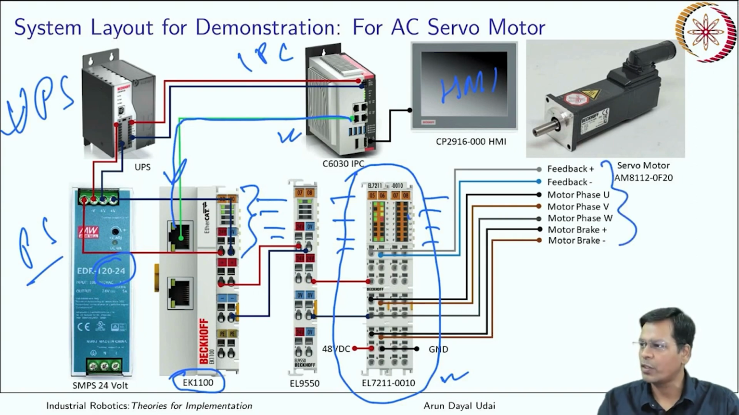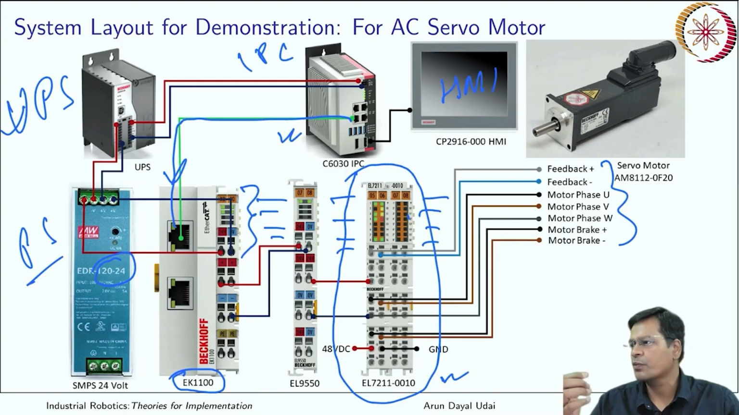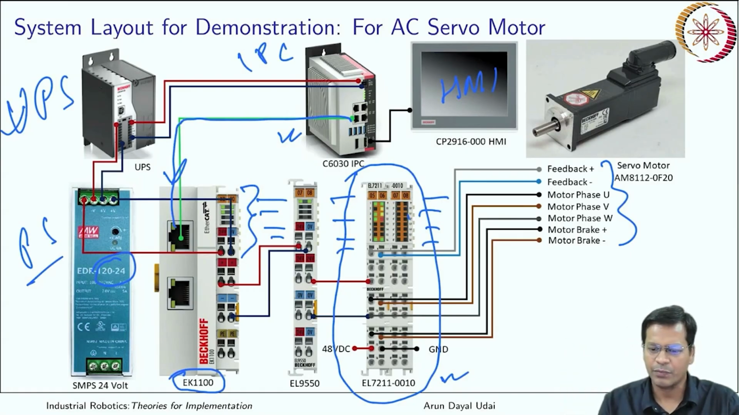So this is basically for the feedback. You see, 2 feedbacks, that means it must be some optical encoder. Okay, and motor phase UVW, a 3-phase wire is there, and then there is a connection for the brake also. But the motor which I have used, AM8112, doesn't have the brake, so these were not connected.